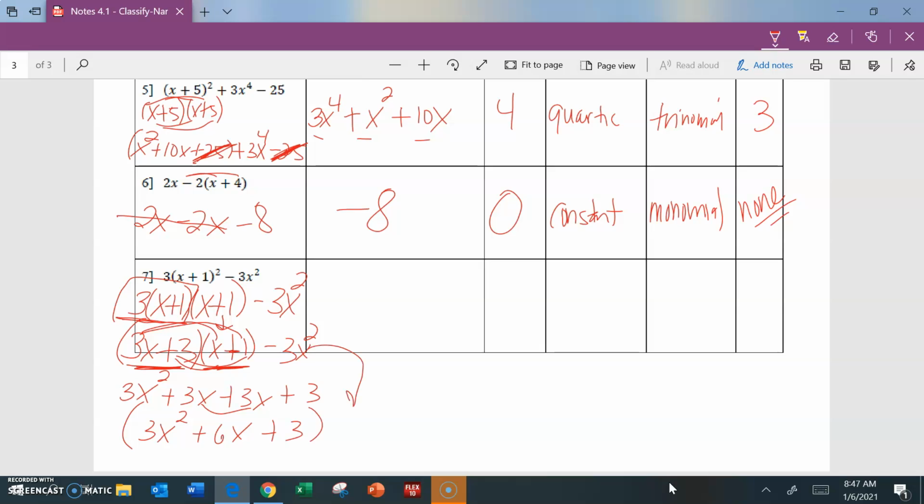But don't forget, I had this minus 3x squared term. So when I combine those, what happens is our 3x squared and our minus 3x squared cancel, and we're literally left with an answer of 6x plus 3. And this has degree 1. Don't forget that there's a 1 on the x to the first. This is linear, which I thought should look familiar. This has two terms, so it's a binomial, and the leading coefficient is 6.